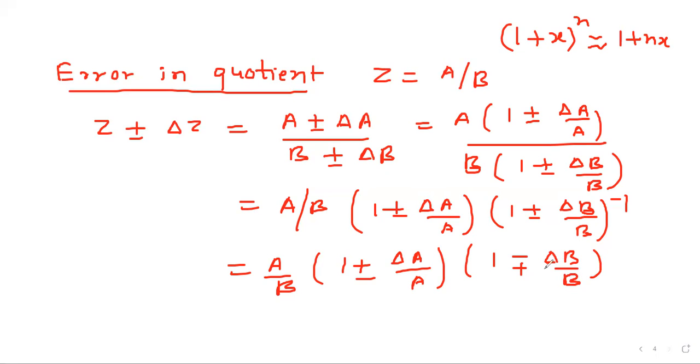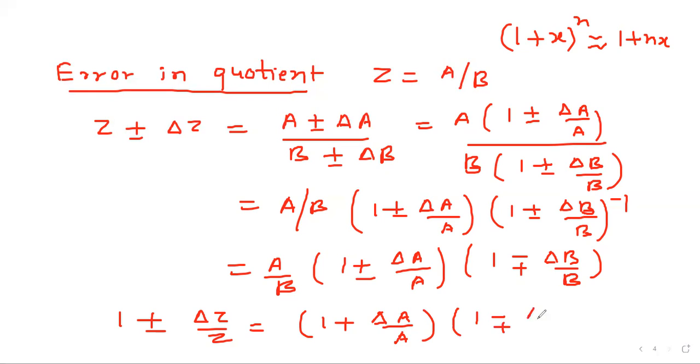Now, we divide each term by Z, that is A upon B. So we get 1 plus minus delta Z upon Z equal to 1 plus minus delta A upon A times 1 minus plus delta B upon B. Let's further simplify.